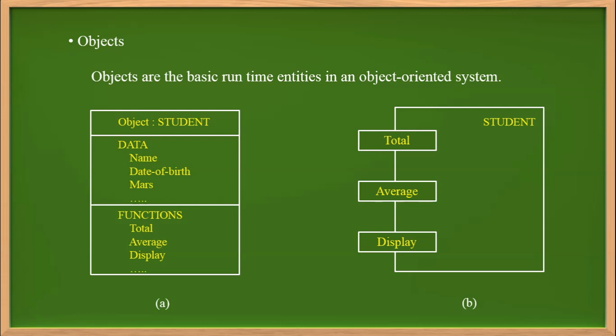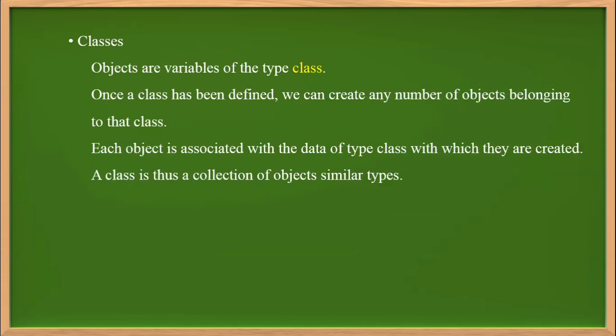The attributes are sometimes called data members. The name, date of birth and marks are the data members of the student because they hold information, and the functions that operate on these data, that are total, average and display, are sometimes called methods or member functions of that student object. The next concept is classes.